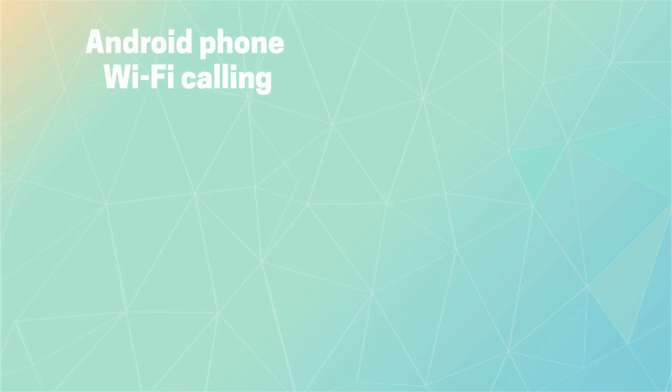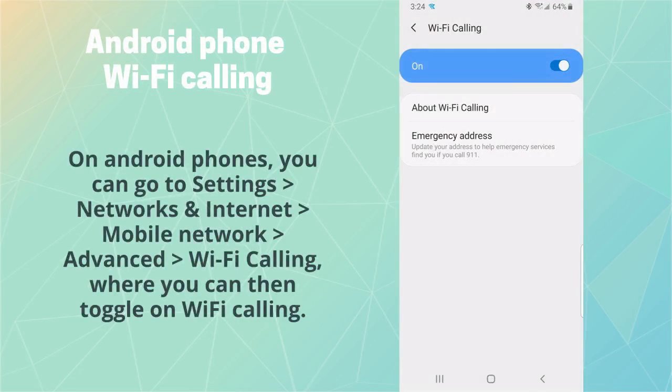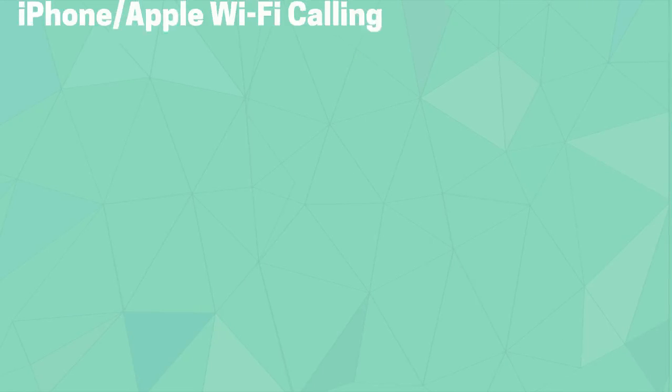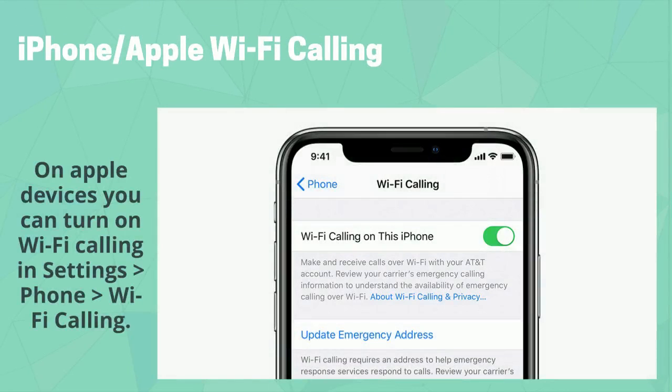On Android phones, you can go to Settings, Networks and Internet, Mobile Network, Advanced, Wi-Fi calling, where you can then toggle on Wi-Fi calling. On iPhone or Apple devices, you can turn on Wi-Fi calling in Settings, Phone, Wi-Fi calling.